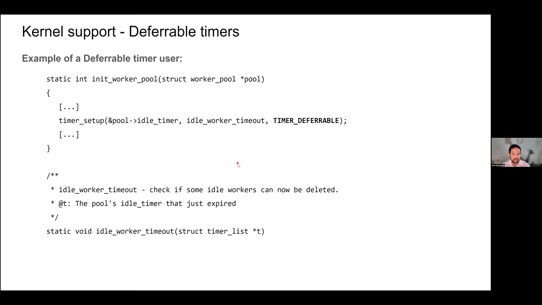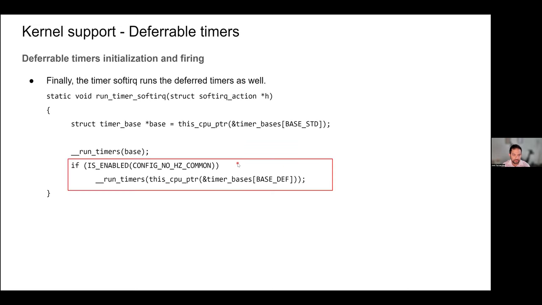An example of the deferable timer is the idle timer of worker threads or worker pools in the kernel, and there's this idle worker timeout function that needs to run to delete idle worker threads. And this is not an urgent thing. So it's programmed to go off, but it doesn't need to run soon. And there's only like two or three examples. There's another one in memory management, and I forget the third one, but this is an example.